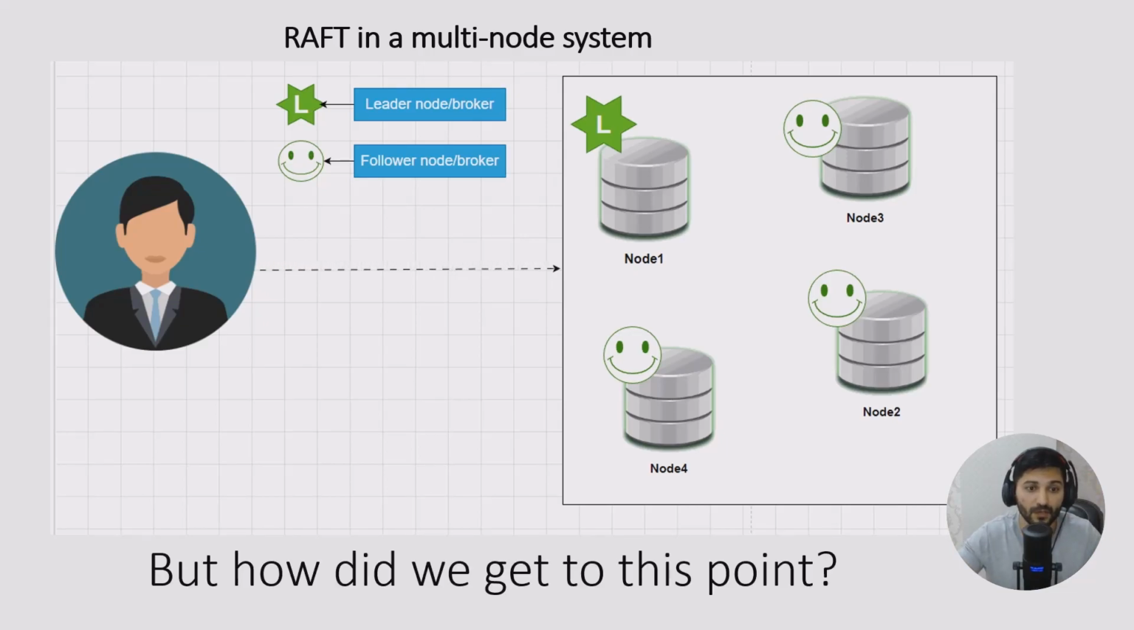Okay. But how did we get to this point? This is actually the final snapshot from RAFT. But let's try from scratch to understand how the implementation ends with this image.